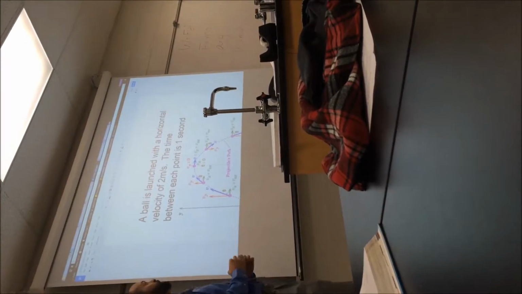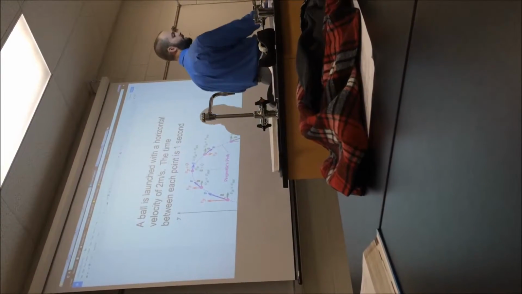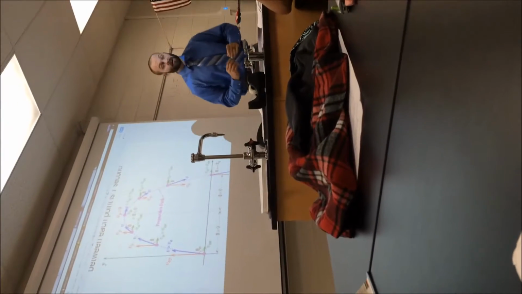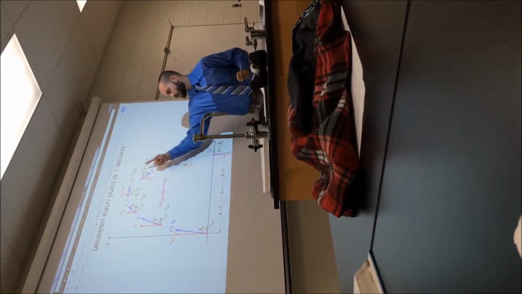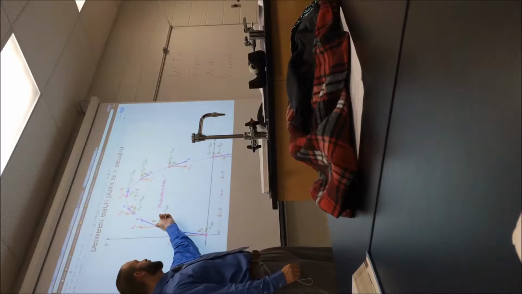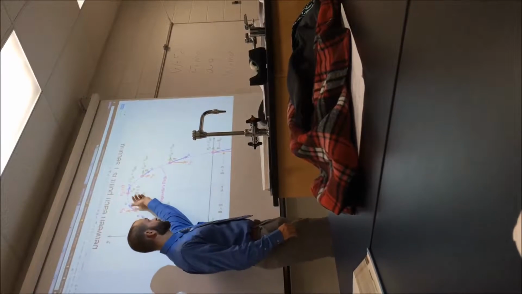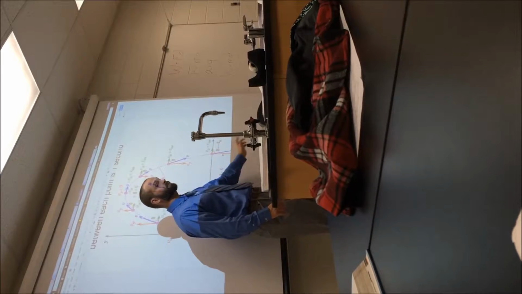The time between each point is 1 second. All right. So if I look at my chart, the chart I'm going to give you is not going to have the velocity vectors. You're going to have to draw those. It's going to be one of the things it's going to ask you to do. But each one of these points is 1 second. So how many total seconds is my path here? If I start here at 0 seconds, how many total seconds is this ball in the air? 1, 2, 3, 4, 5. I'm in the air for 6 seconds.